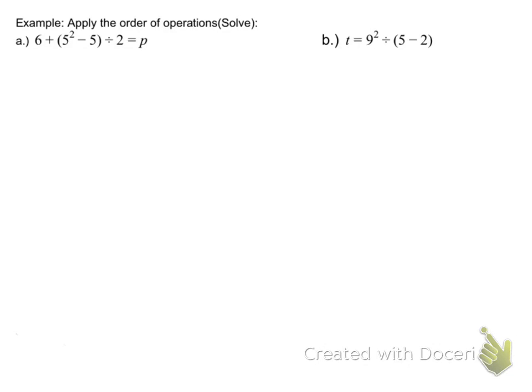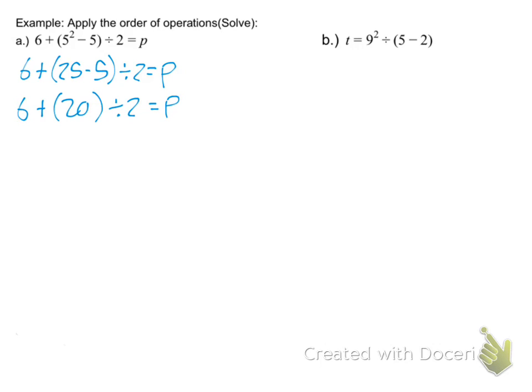So where do I start on A? Exponents. So it'll be 6 plus the quantity, 25 minus 5 divided by 2 is equal to P. Next, parentheses again. This time it's 20. And then we get 26 divided by 2, yeah? Wrong.